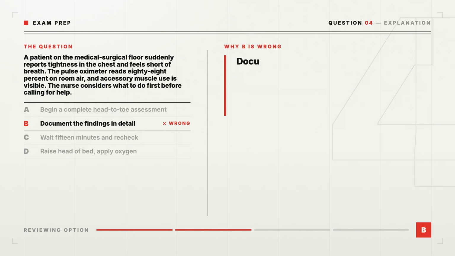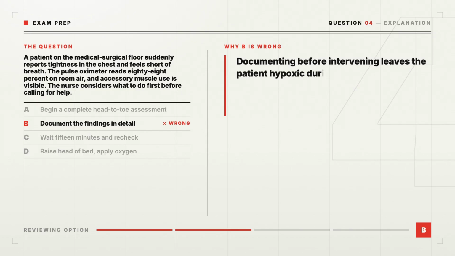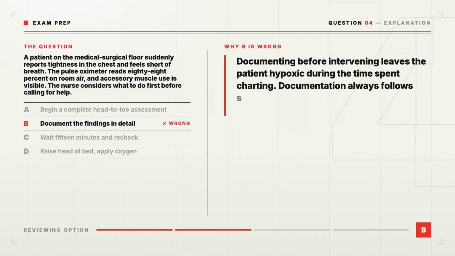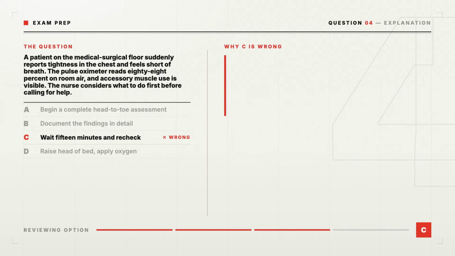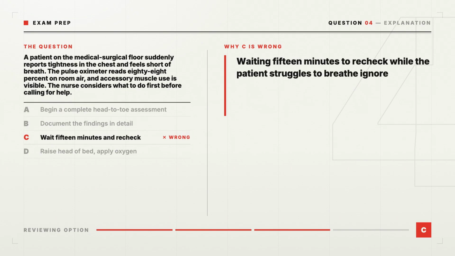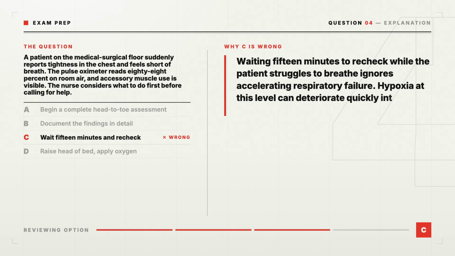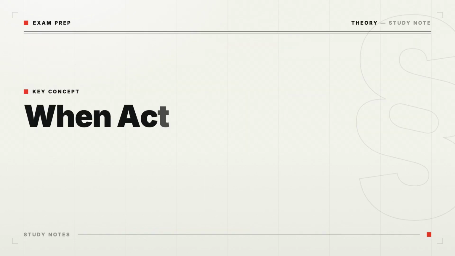B is wrong because documenting before intervening leaves the patient hypoxic during the time spent charting. Documentation always follows safe action when ABCs are threatened, never in place of immediate intervention at the bedside. C is wrong because waiting 15 minutes to recheck while the patient struggles to breathe ignores accelerating respiratory failure. Hypoxia at this level can deteriorate quickly into cardiac arrest if not corrected without delay.